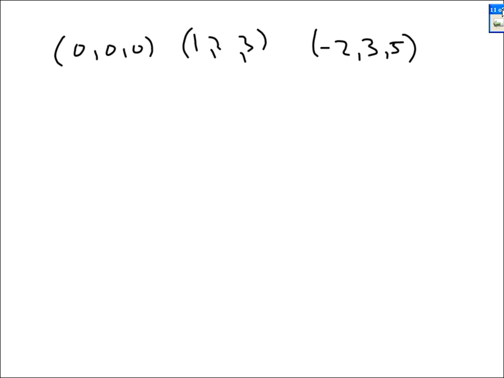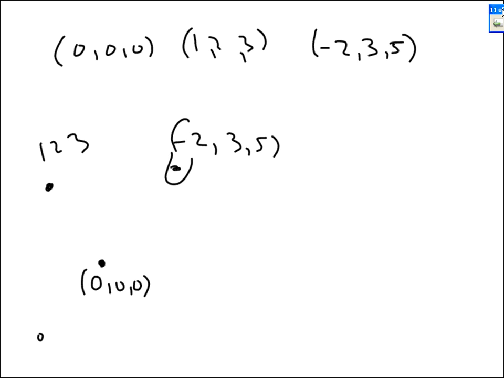Okay, so I have 3 points. One of them happens to be at the origin. I have this point, say, that point, and I have that point. And don't get caught up thinking, where should it be? Should this point be down here? Should it be there? Doesn't matter.